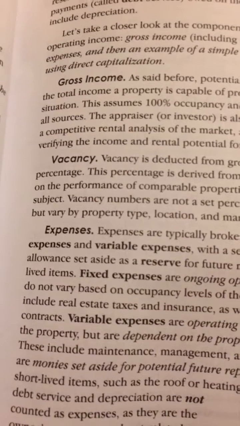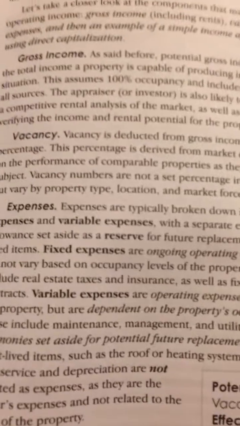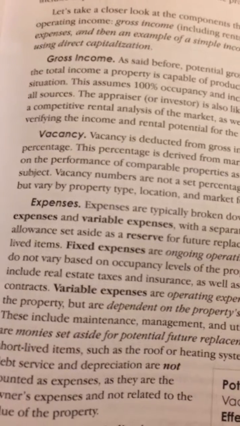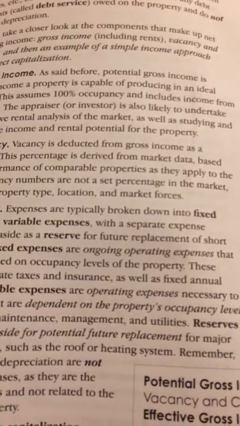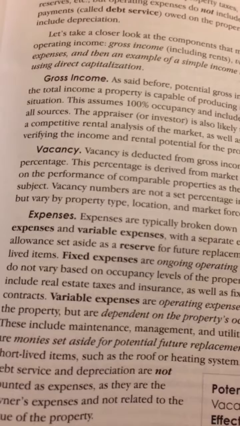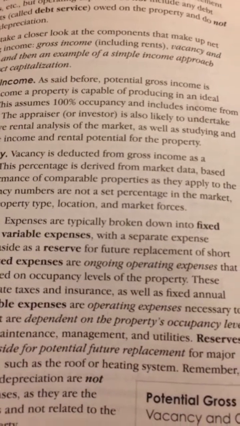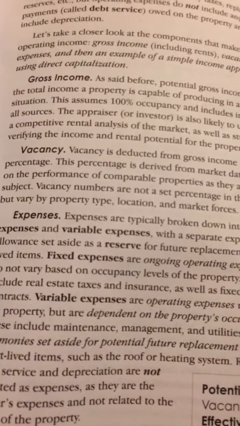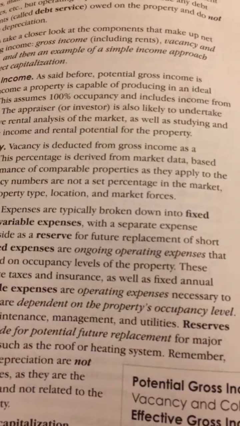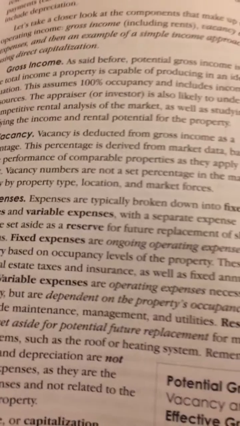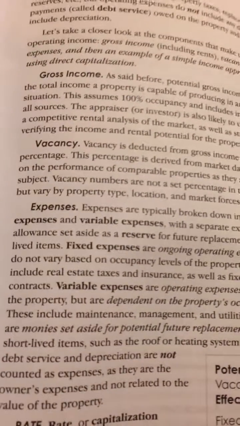Expenses. Expenses are typically broken down into fixed expenses and variable expenses, with a separate expense allowance set aside as a reserve for future replacement of short-lived items. Fixed expenses are ongoing operating expenses that do not vary based on occupancy levels of the property. These include real estate taxes and insurance, as well as fixed annual contracts.